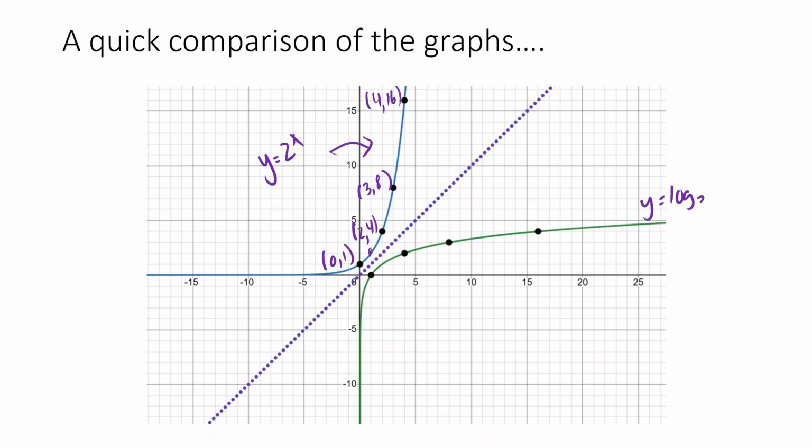So this is the graph of the log. You will see the point 1, 0. You'll see the point 4, 2, the point 8, 3, and the point 16, 4, and you can see that symmetry over the line y equals x. So the graphs of these hold to what we know is true of inverses.